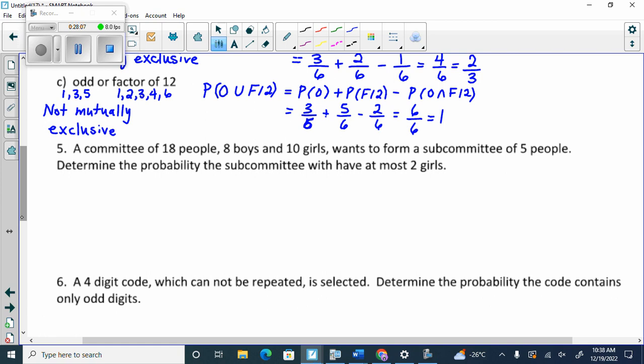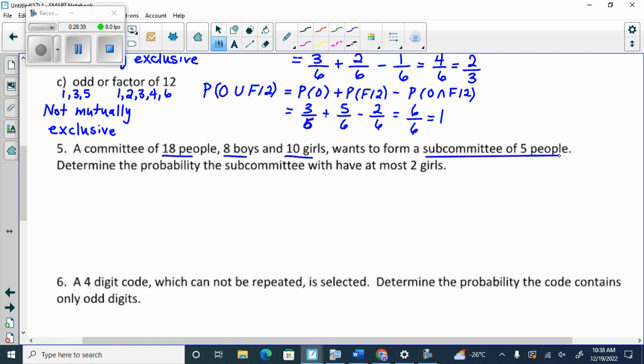Okay. Here we have a committee of 18 people, 8 boys, 10 girls, and we want to form a subcommittee of 5 people. What is this screaming? Combinations. Even if I just do it as a combination, that would actually get me the top, correct? You just have to know that when it's probability, we divide by the bottom, no restrictions. And by no restrictions, I mean no restrictions after the word probability.